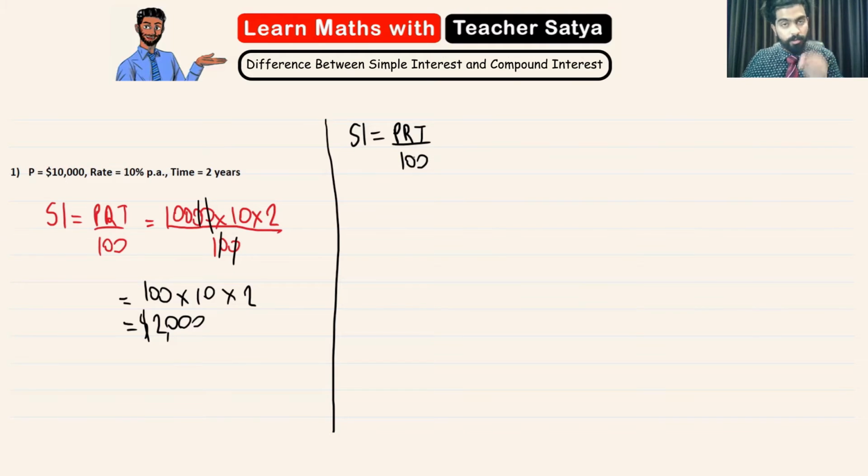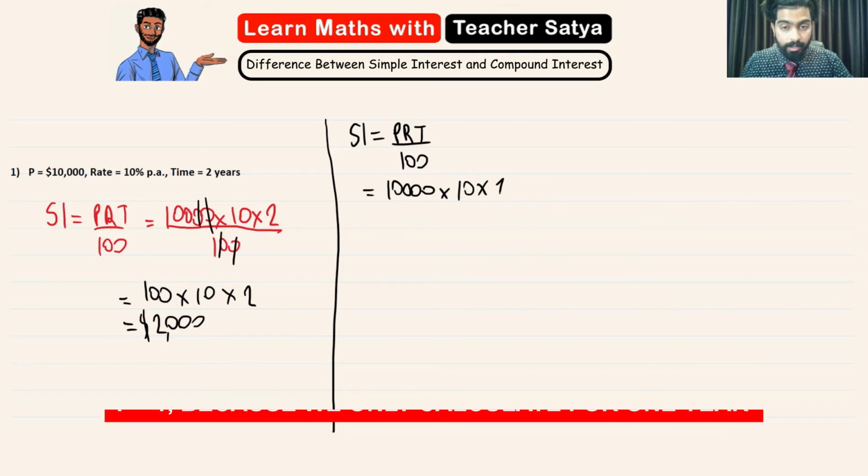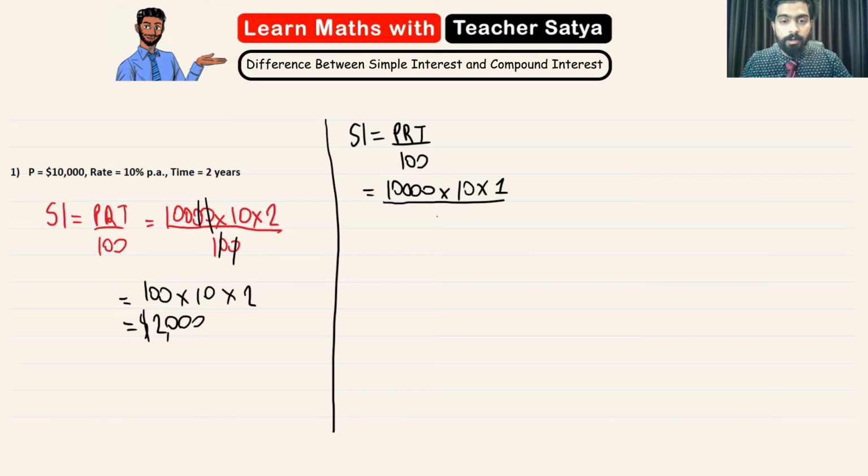Alright guys, so we'll be calculating for 1 year at a time. So in the first one, we have the principal is 10,000 multiplied by the rate, which is 10, multiplied by 1, because we are going to calculate for just 1 year, over 100. Now we can simplify this straight away, these two zeros, and we would have 100 times 10, which is 1,000, right guys? So the interest after a year is 1,000.